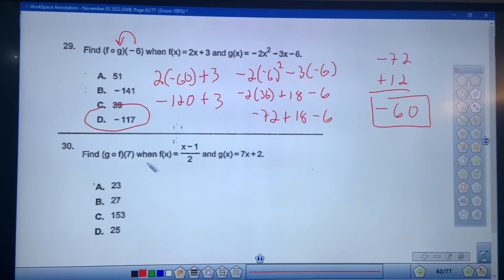All right, g of f of 7. So I have to plug the 7 into f first. So 7 minus 1 is 6. 6 divided by 2 is 3. Now I take that 3 and plug it in to g. And that would be 21 plus 2. I believe that's 23.